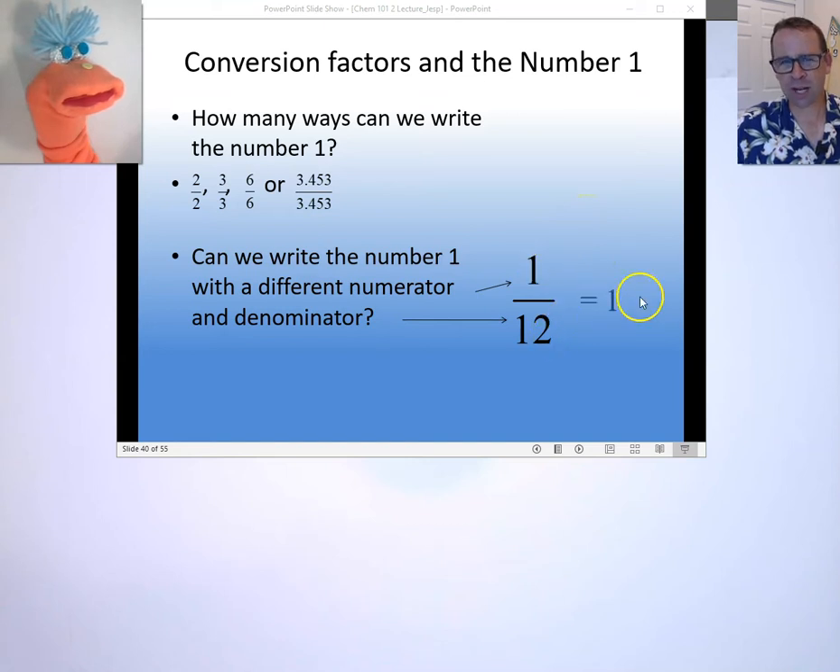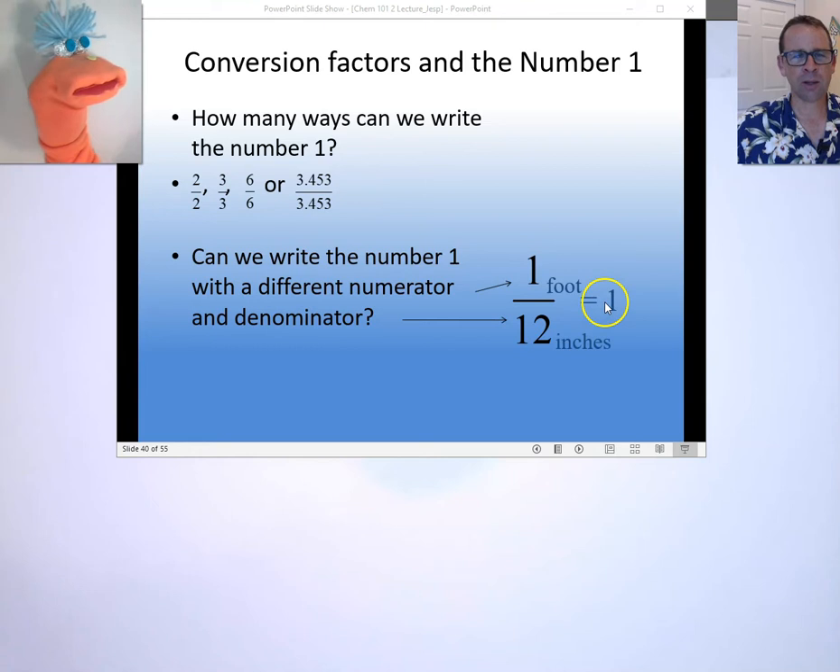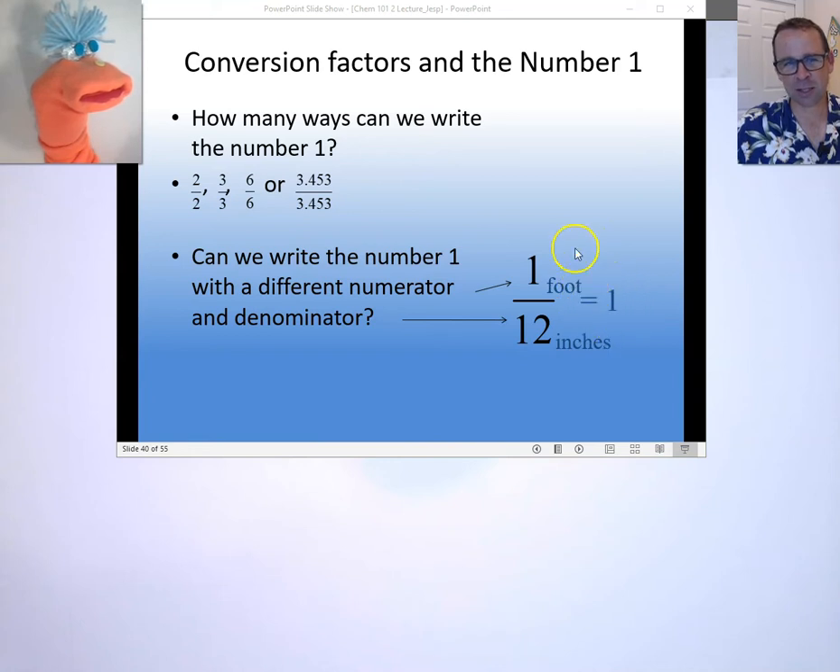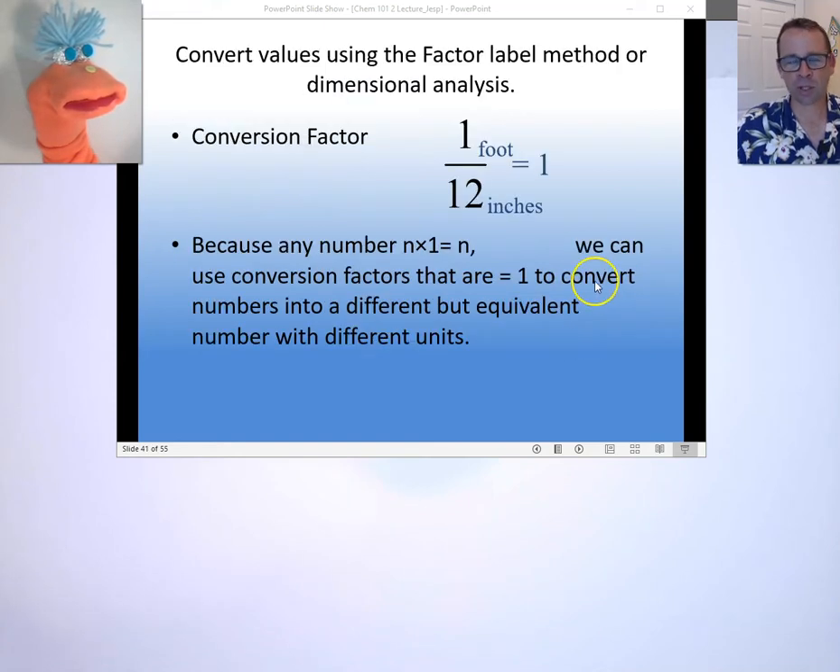1 over 12, does that ever equal 1? No, that's not 1. Well, if we use feet per inches, then it can be equal to 1. You see that? 1 foot is the same as 12 inches, okay? So when I can get a relationship like this, where what's on top is equal to what's on the bottom, then I can say it's like 1. Now, it will change the units when I multiply something by it.